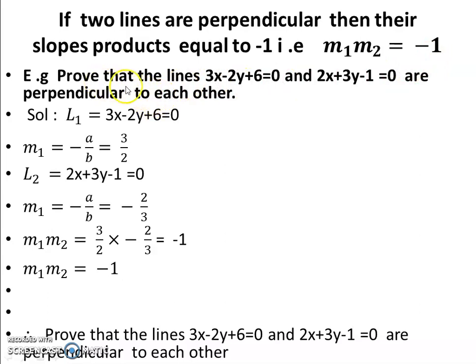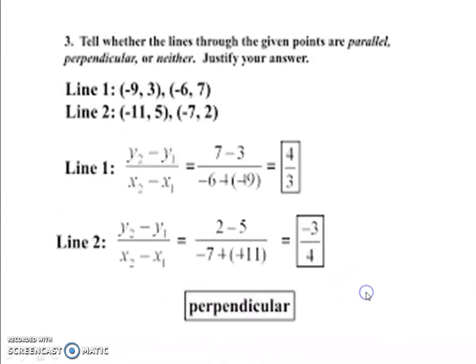So I take an example just now. Prove that the lines 3x minus 2y plus 6 equal to 0 and 2x plus 3y minus 1 equal to 0 are perpendicular to each other. L1 is the given line, slope is 3 upon 2. L2 is the given line, slope is minus 2 upon 3, product is minus 1. That's what we have to prove for perpendicular lines: their slopes' product is minus 1. Let us check what happens.